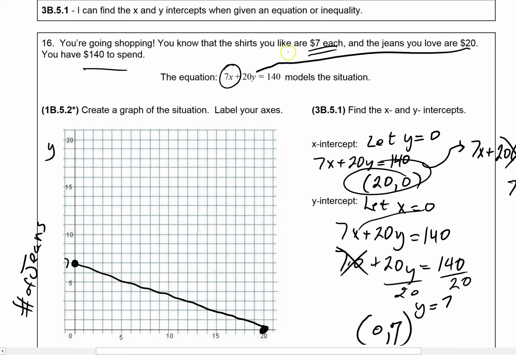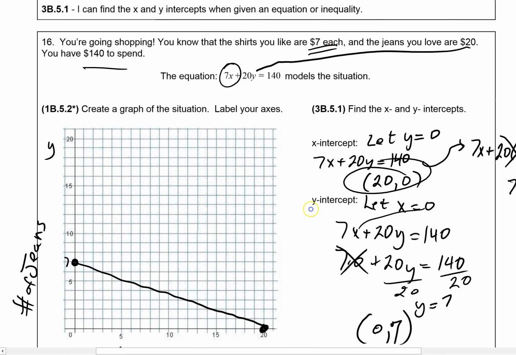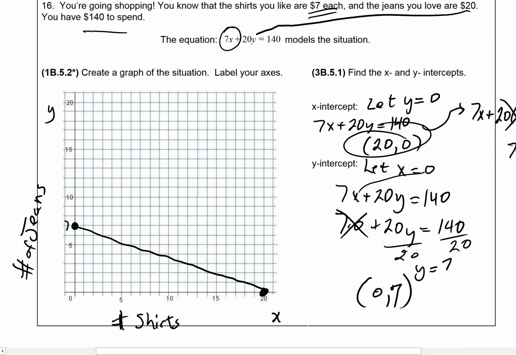You know, the $7 is for shirts. X would be the number of shirts that you would buy. $20 referred to jeans, so y would be the number of jeans that you would buy. So I hope this problem is making sense for you. Good luck on your summative.